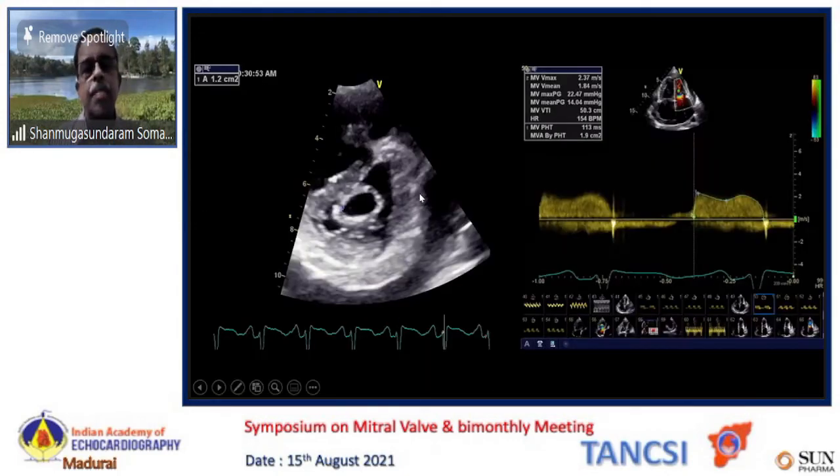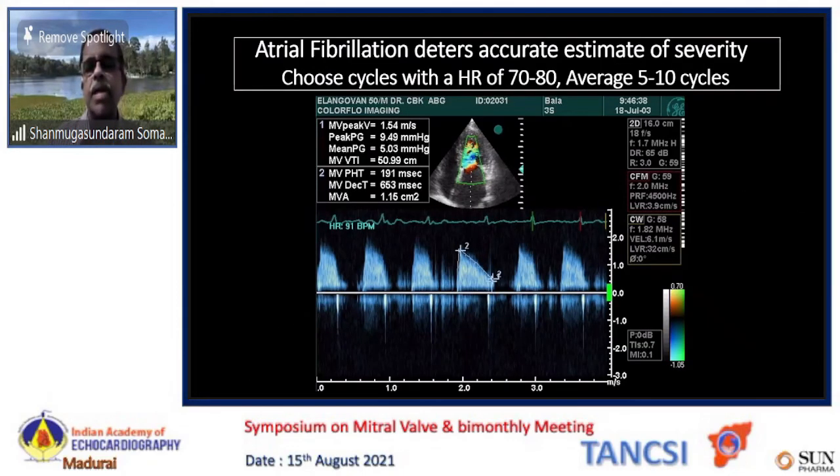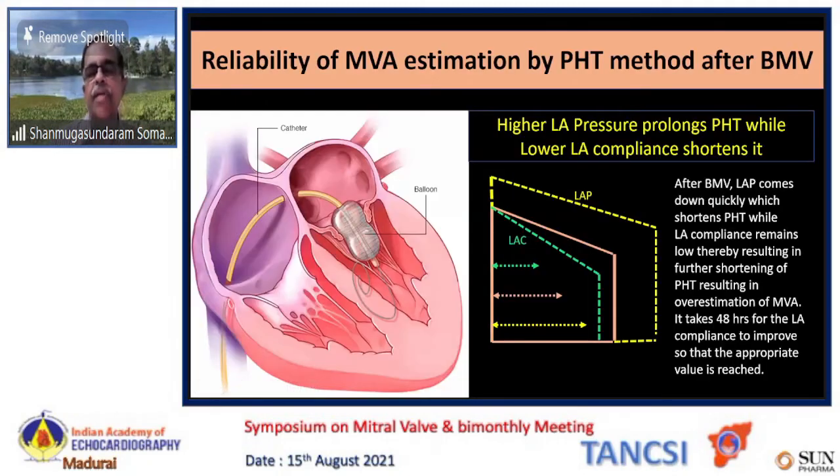So this is an example, a pregnant woman with a 2D measured valve area of 1.2. But you look at the mitral valve area estimated by pressure half time method, it's widely different, like 1.9 centimeters square. In the presence of atrial fibrillation, it's going to be much more difficult. We are supposed to avoid a faster heart rate, and choose a heart rate somewhere between 70 and 80. Even then, we need to take at least 5 to 10 cycles and take an average for calculation.